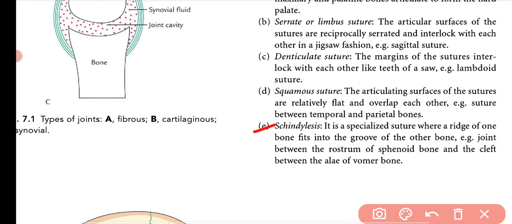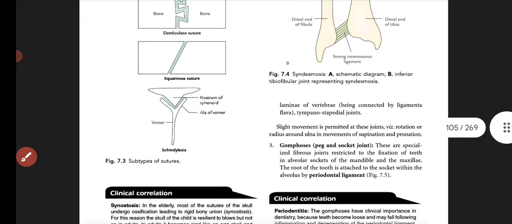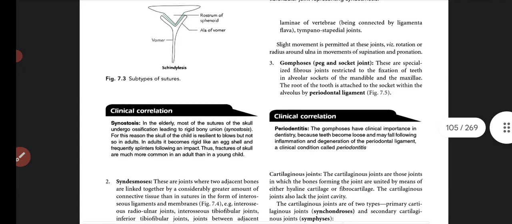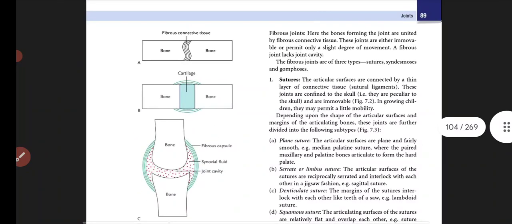And number five is schindylesis. It is a specialized suture where a ridge of one bone fits into a groove of another bone. As for example, the joint between the rostrum of the sphenoid bone and the cleft between the alae of the vomer bone. Okay, so these are the types of sutures.